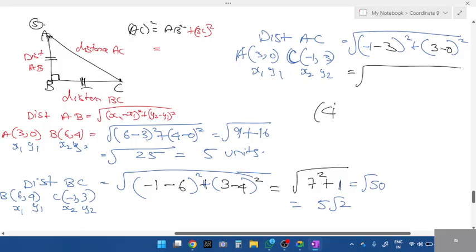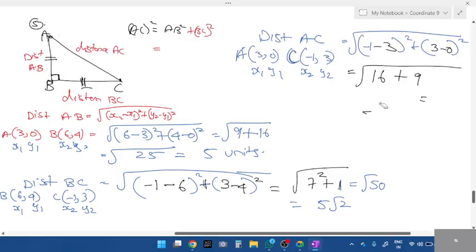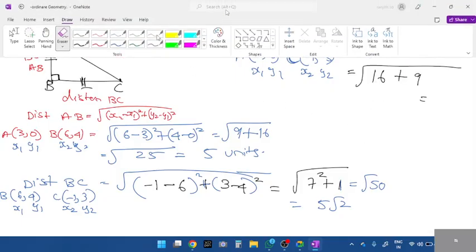See, whether it is 4 square or minus 4 square, when you square it, minus gets cancelled. So you get 16 for both. 16 plus 9. How long to do this, students? It was a simple question. Did you get 5? Root 25 is 5.